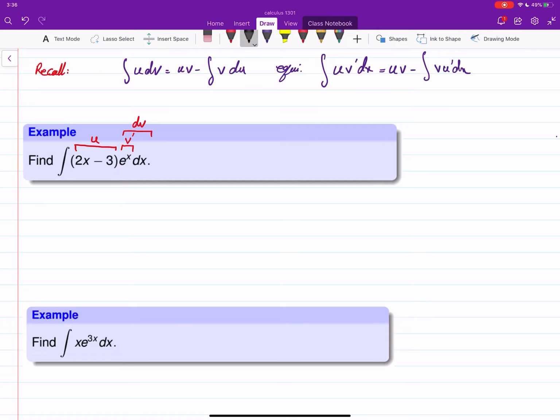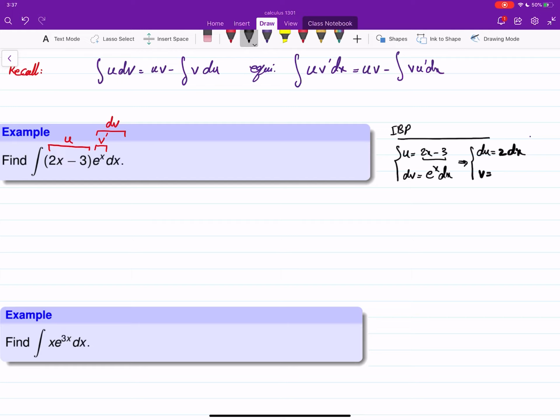So to apply IBP, I need that preparation first. Identify u, which here I set to be 2x minus 3. dv is the rest of the integrand. Then I have to find du. du is just the derivative of u, which is 2 times dx. And I need to find v, because on the right hand side I need to know what v is. v is the integral of dv, which in this case is the integral of e to the power x. The integral of e to the power x is just e to the power x. In the preparation of IBP, you do not need to put that plus c there.